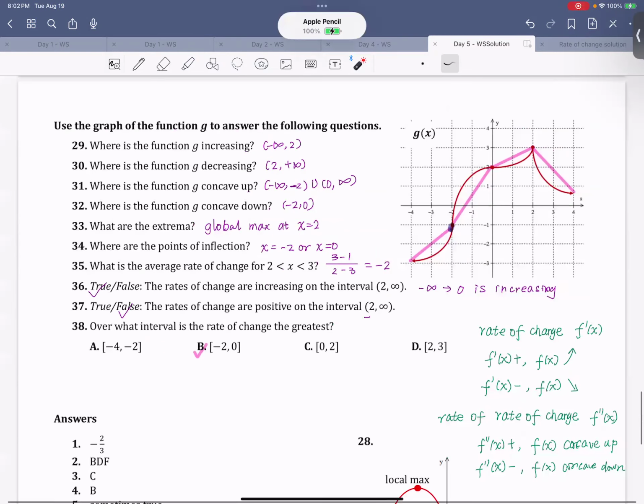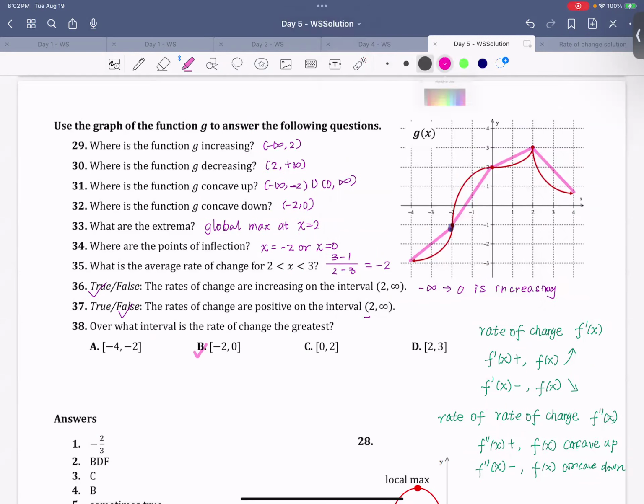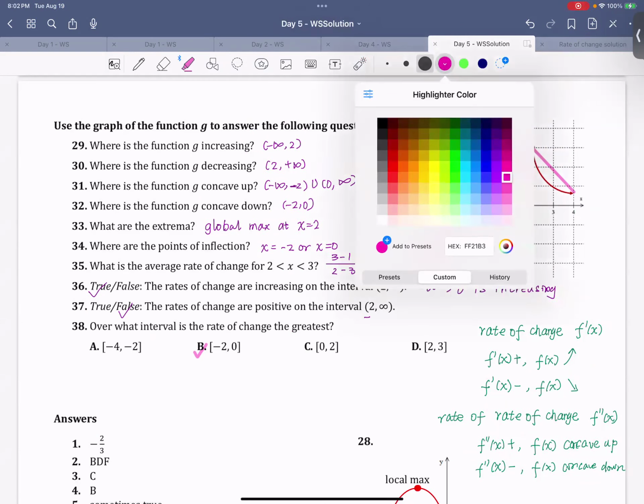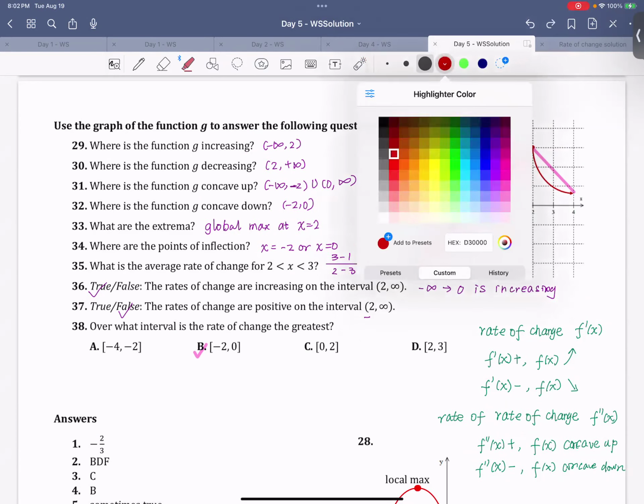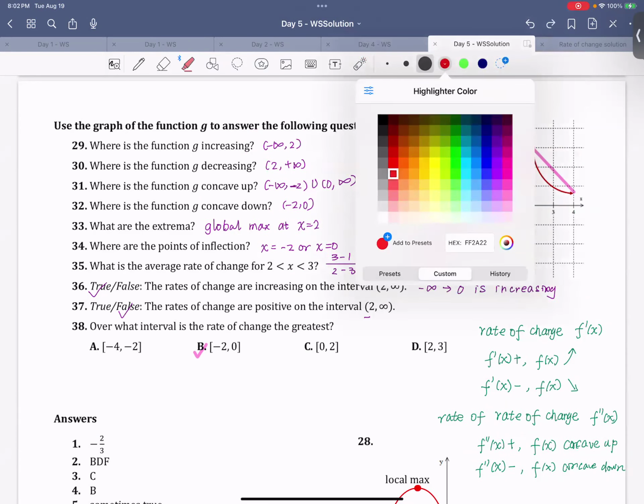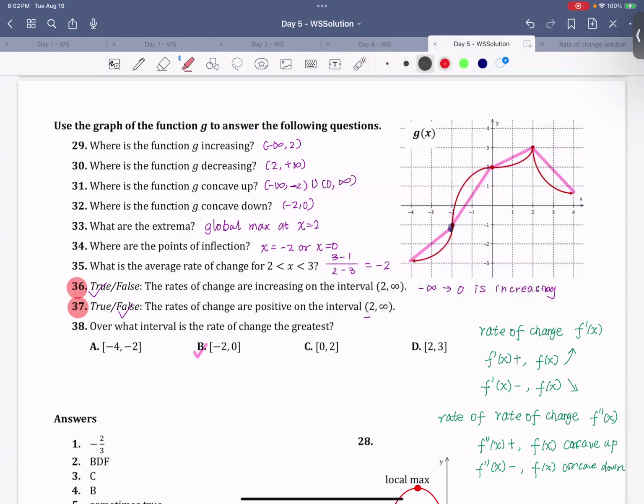I'm going to highlight the questions I think students might have trouble with. I think most people have trouble with 37, 36, inflection point, extrema, concave down, concave up. Other parts are easy. Before we move to the next question, is there any question? No.